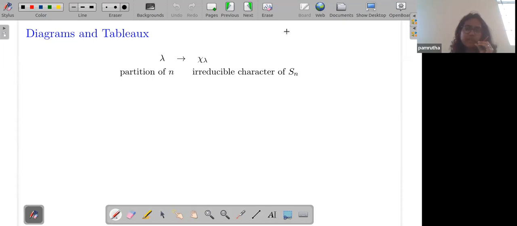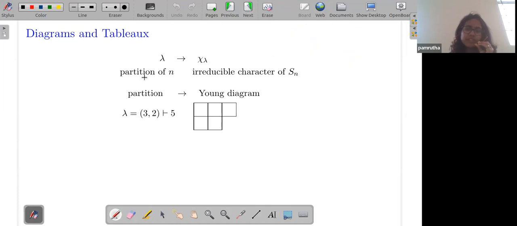of the symmetric group. By partition, I mean a non-increasing sequence, a tuple of elements, lambda 1 up to lambda r, such that lambda 1 is greater than or equal to lambda 2, greater than or equal to lambda r, and the summation of lambda i, i running from 1 to r, is equal to n. This is what I mean by a partition. So corresponding to each partition, we will be getting an irreducible character in the symmetric group.